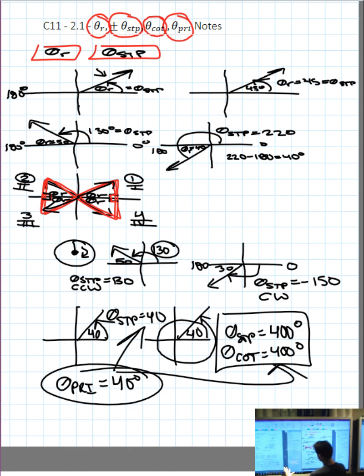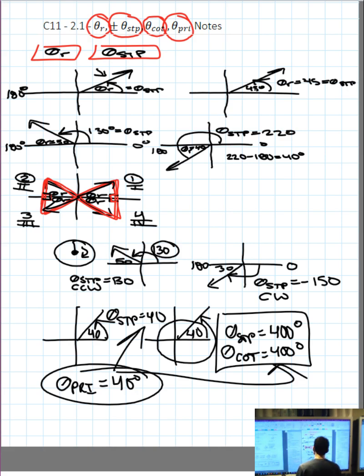Let's say theta STP was 1,000. Well, how many times around is 1,000? Well, we can do a whole bunch of ways. We can just keep subtracting 360 until we get a number like we did on the left, 280. Or we can divide it by 360, get 2.7 repeater. No, that's 2 full circles around, so 2 times 360. And then the repeater times 360 as well. And then get the answer. There's just so many ways to do it. Logic is your best friend.